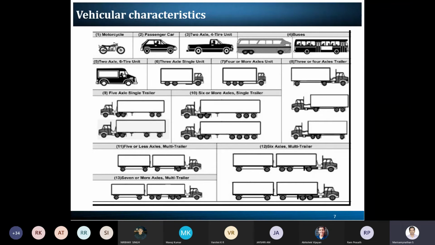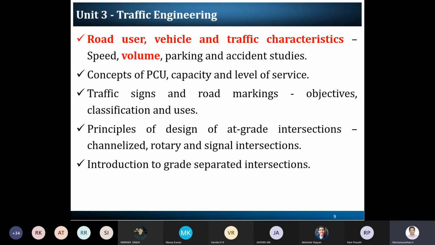So all these things come under the decisions to make on how the braking resistance is determined by using the braking test. All these characteristics come under the vehicular category. So this is with respect to three different characteristics: road users, vehicle, and the traffic characteristics. So it is simple.